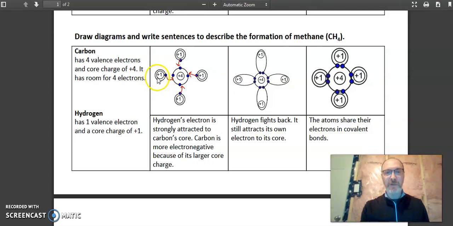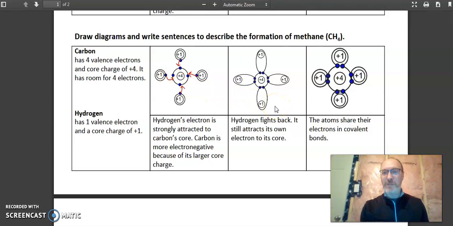Now, of course, like we noted in the previous video, hydrogen is also smaller. And so that helps to compensate a little bit for its smaller core charge. So hydrogen is pretty electronegative because of its smaller size. And so there's going to be this tug of war for electrons. But you can see here, because carbon has a higher core charge of +4, it's more electronegative, it's going to be pulling on these electrons here, and that's what's shown by the arrows.